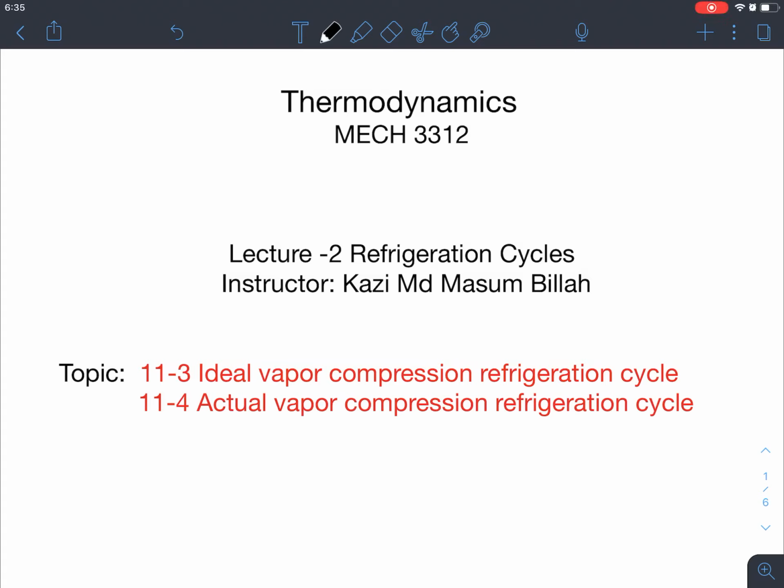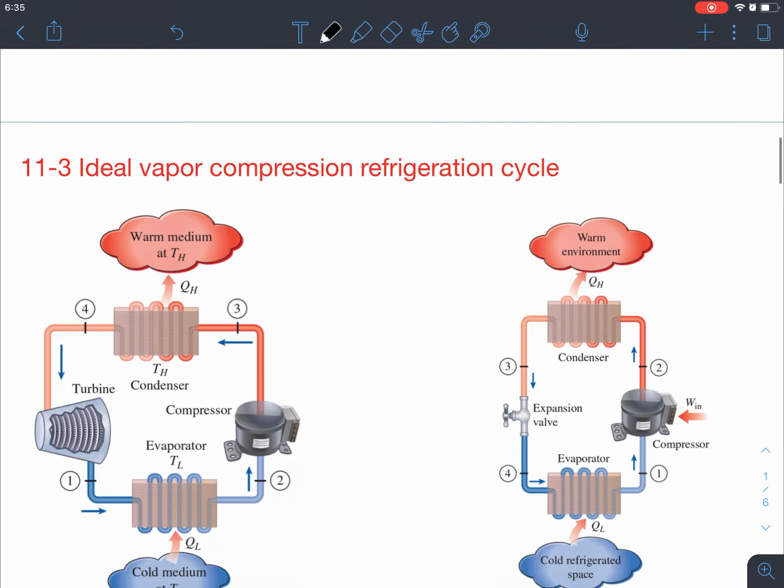Hello everybody, welcome to the video lecture on refrigeration cycle. Today is lecture 2, and today we are going to talk about the ideal vapor compression refrigeration cycle, and also would like to see how the actual vapor compression refrigeration cycle is different from an ideal cycle. So let's go ahead and start with the ideal vapor compression refrigeration cycle.